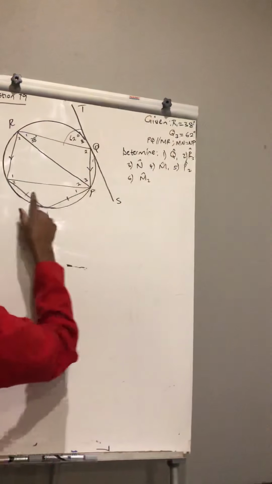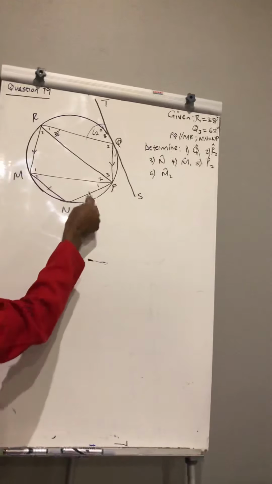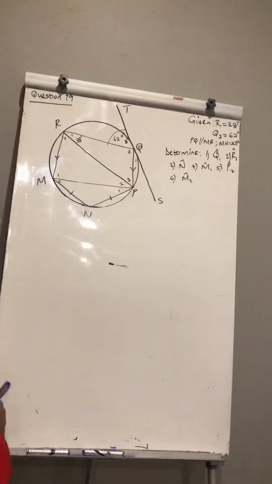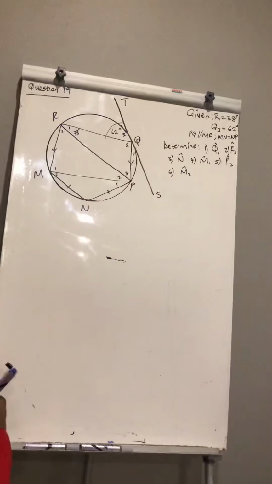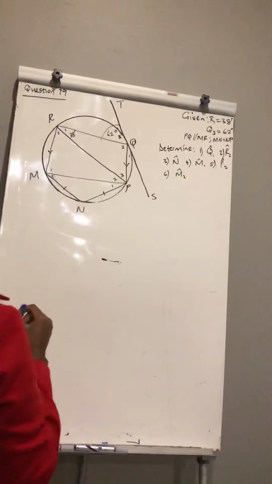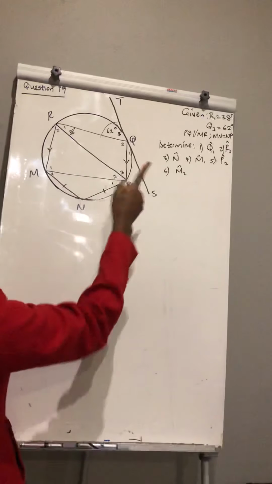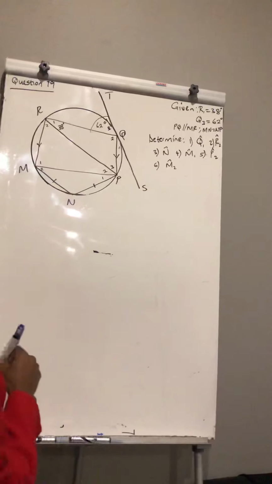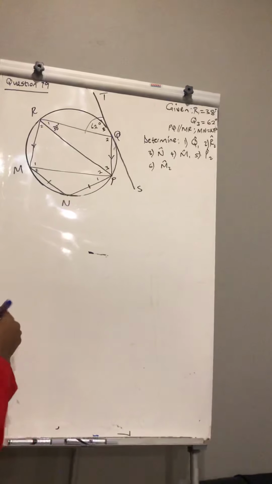Notice MN is also given to be equal to NP, so we want to utilize this isosceles triangle whenever it's necessary. So the given angles are here, that's Q3 and R1, those are the given angles. So let's calculate the ones that we were asked. For example, we want to calculate Q1.